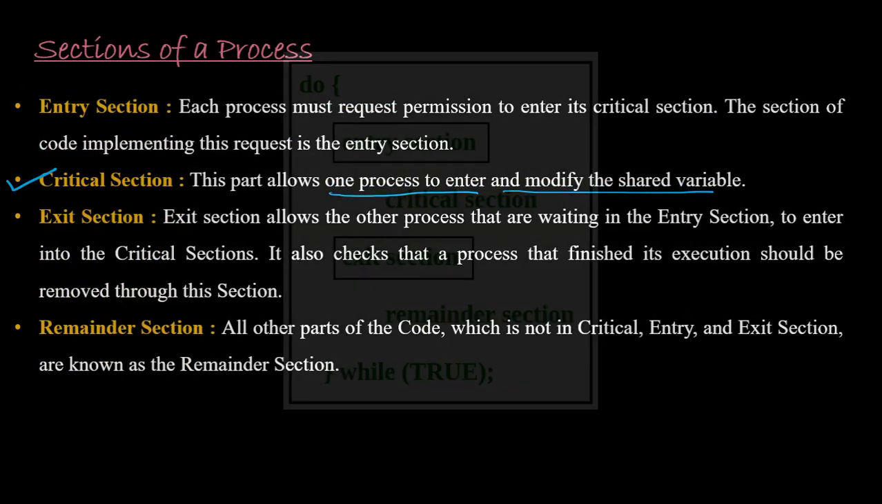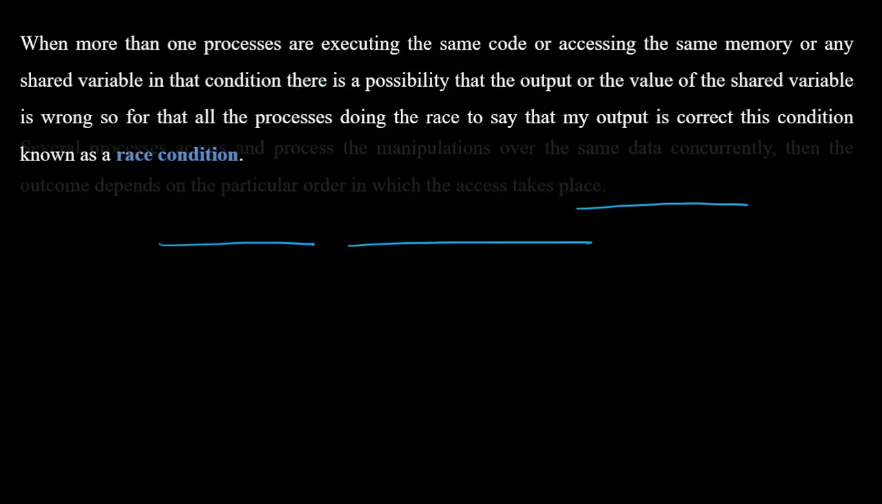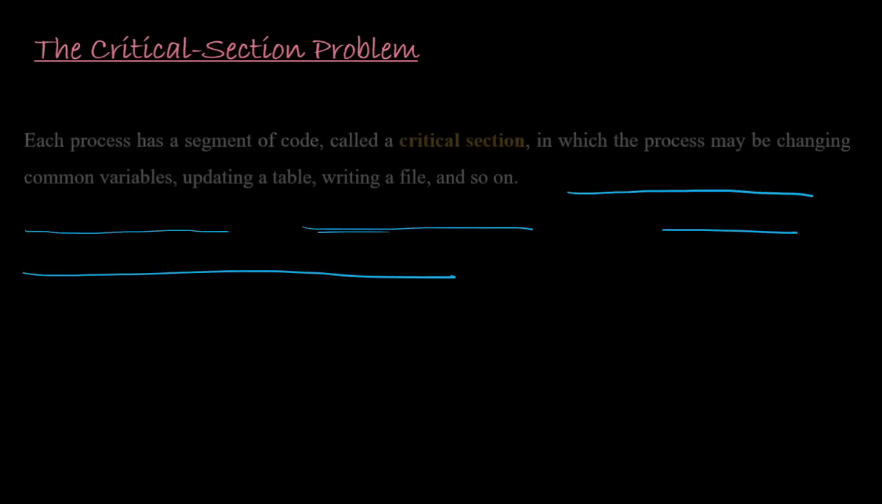Sections of the process we have done, right? If you haven't seen this video, please do watch it, because the next videos may be hard to understand if you haven't seen the previous ones. Okay, then we have discussed this race condition also. Then, what is the critical section problem basically?